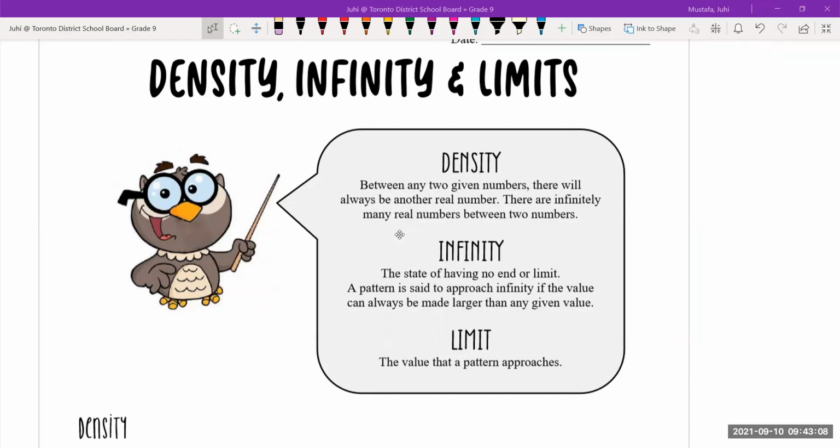Okay, the mathematician Owl is saying there are 3 other definitions we need to learn about, and they're all called density, infinity, and limit. Can I get a volunteer to read the definition of density so you don't have to hear me talk? Jen, go ahead. Oh, the blurb at the top of your sheet, just where the little owl is talking.